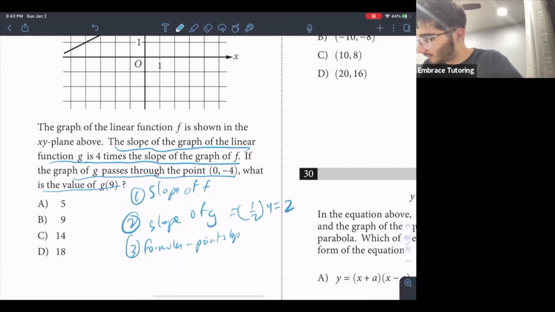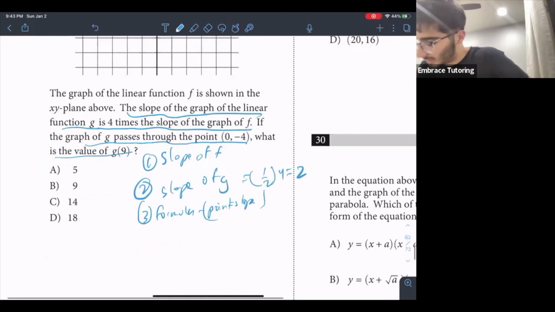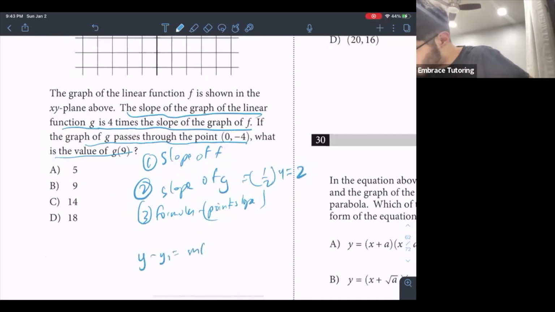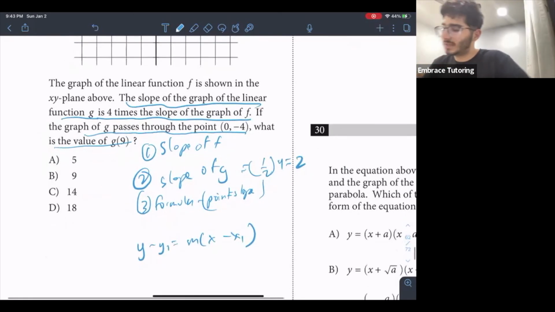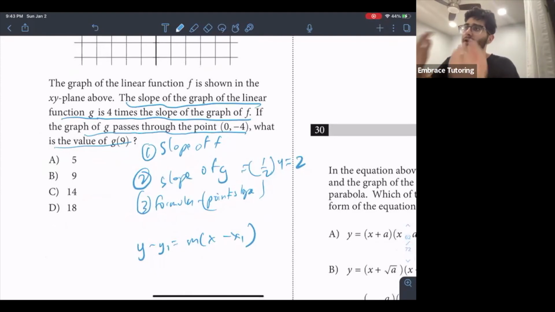You can use point-slope form. They give you y minus y1 is equal to m times x minus x1, because they give you a point and a slope, so you can plug in the point to get the full equation, and then plug in 9 to get the y value as it corresponds to the x value of 9.